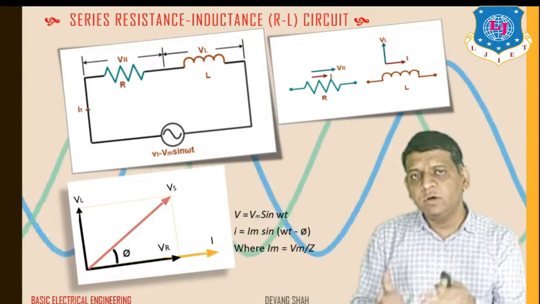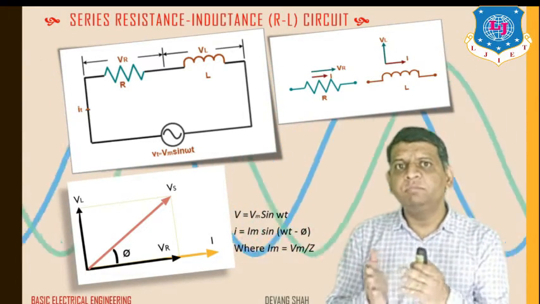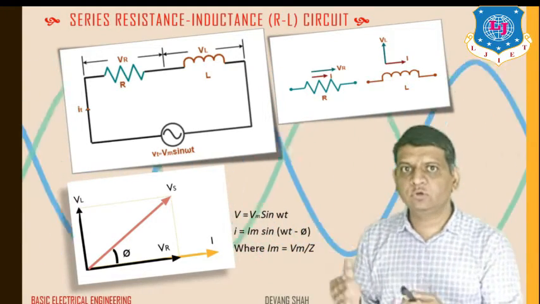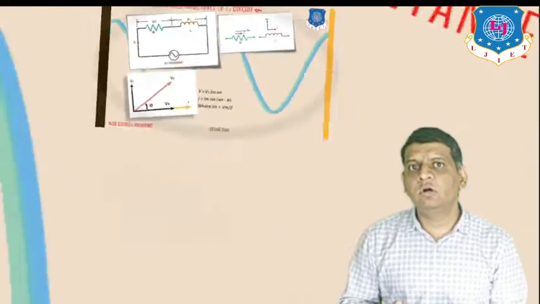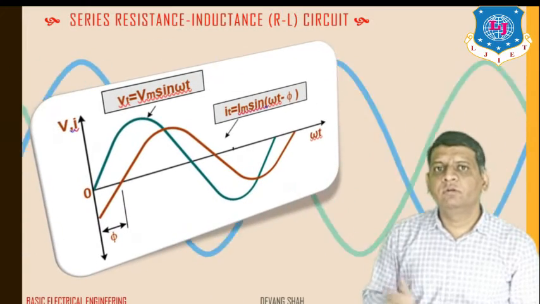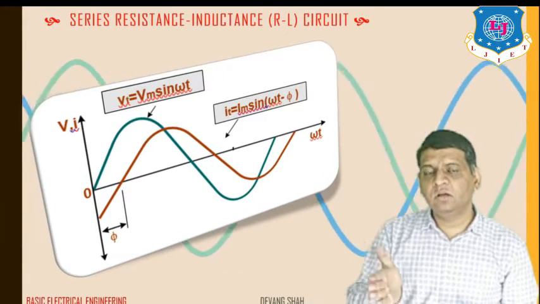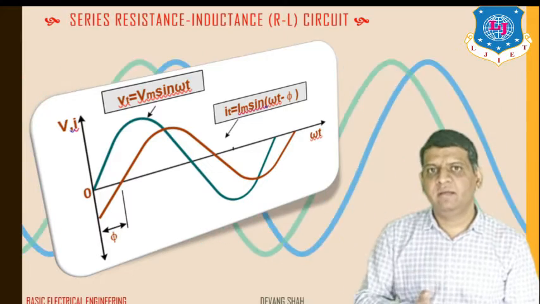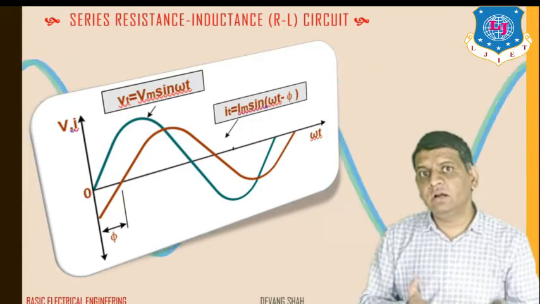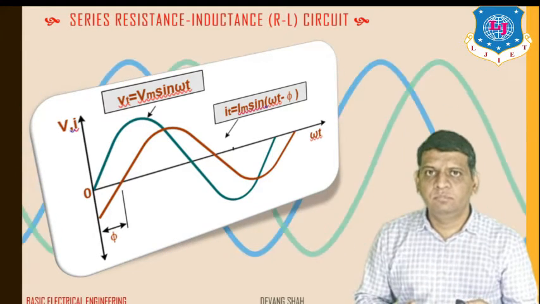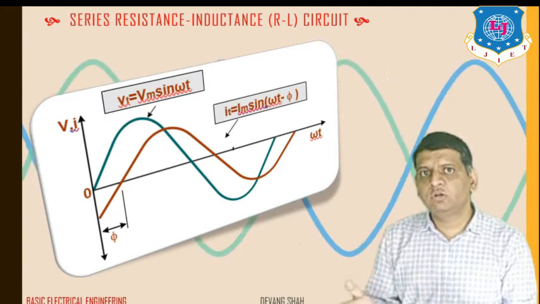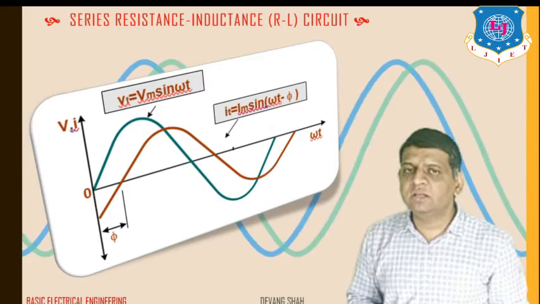We have discussed point number 1, the relation between voltage and current. Point number 2, we draw the waveform and phasor diagram. Here we discussed the phasor diagram. Now the next job is to draw the waveform. You can see that the voltage starts at angle 0, but the current starts at angle minus phi. That's the phase difference between voltage and current for a series RL AC circuit.